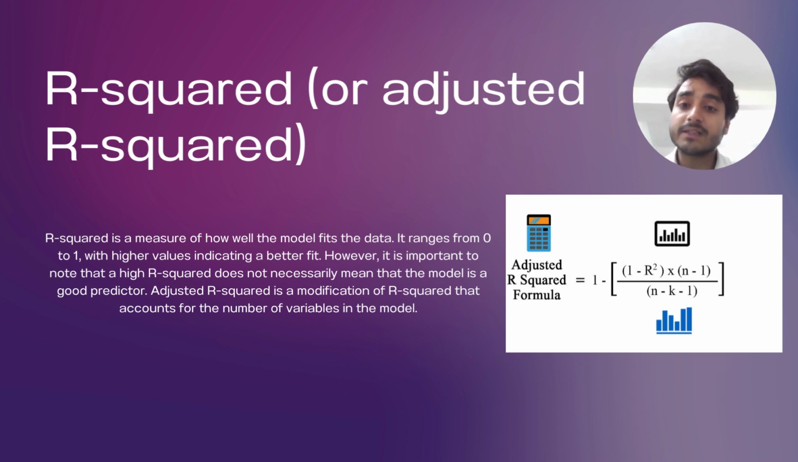However, it is important to note that a high R squared value does not necessarily mean that the model is a good predictor. R squared does not penalize the model when we increase the number of variables. That is, it does not penalize the model for the increase in number of regression coefficients. Thus, the adjusted R squared comes into the picture, which is a modification of the R squared that accounts for the number of variables in the model. It penalizes the model in accordance with the number of regression coefficients.